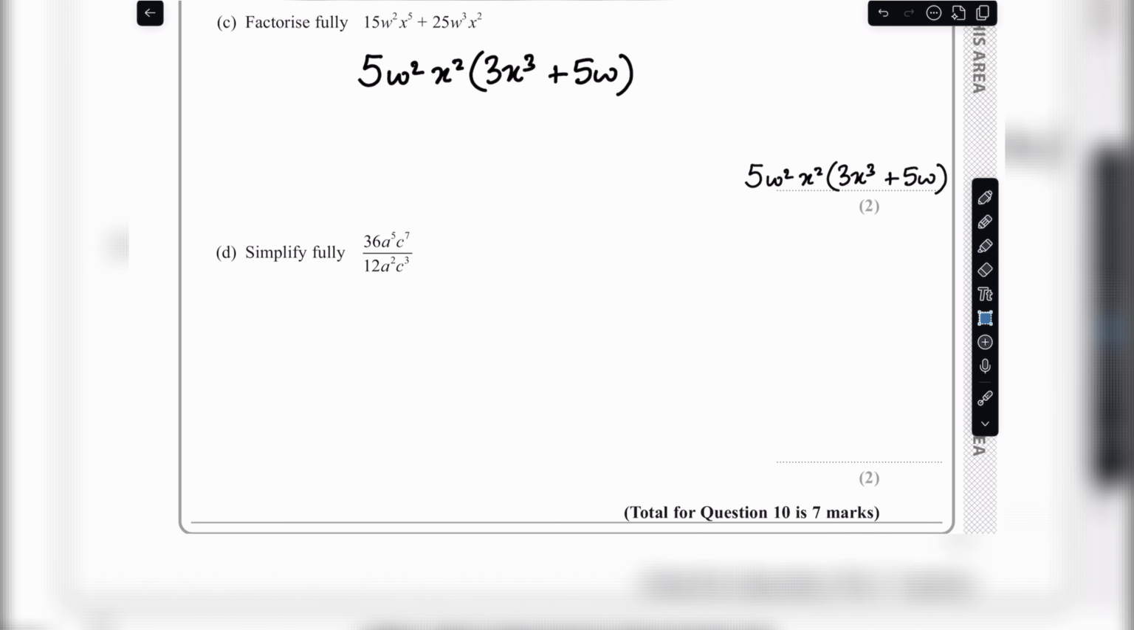In the final part of this question, we are told to simplify fully this fraction. 36 divided by 12 is 3. a to the power 5 divided by a squared, using our law of indices, gives us a to the power 3. And c to the power 7 divided by c cubed, using our law of indices again, is c to the power 4. And that is your final answer.